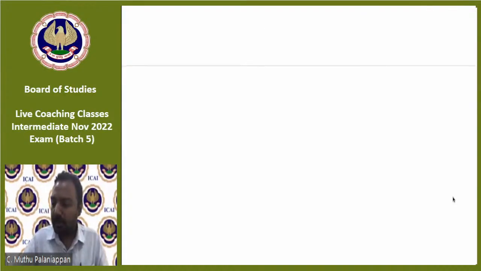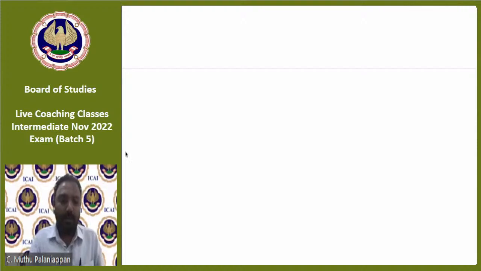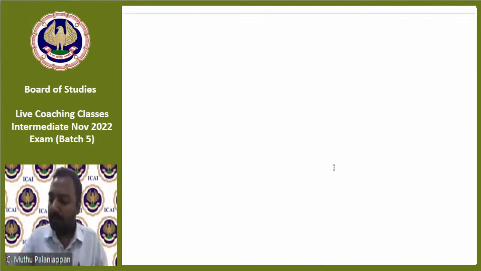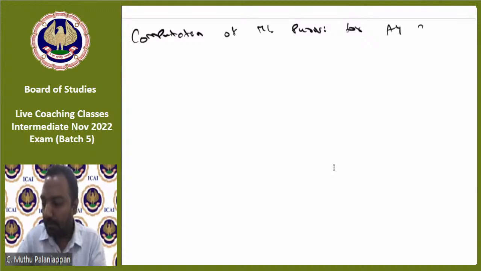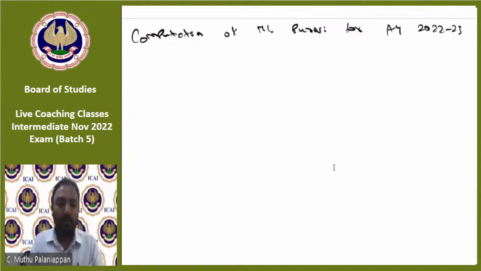So what does it say? It is about computation of income, right? It's computation of income of Ms. Purvi. So we'll just start with the regular provision. So first we'll start with computation of Ms. Purvi for assessment year 2022-23. So that's the thing that we are talking about, correct?